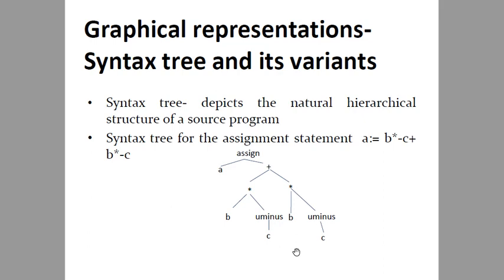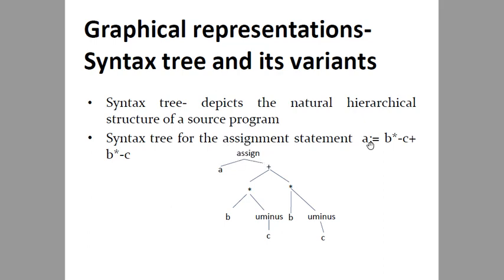How is the syntax tree depicted? It is depicted in the form of a tree where the tree consists of certain nodes and certain edges. The vertices can be of two types: interior vertices and leaf nodes. In the leaf nodes we have the operands, which for this particular statement are A, B and C. So the operands comprise the leaf nodes and the operators are in the interior nodes.